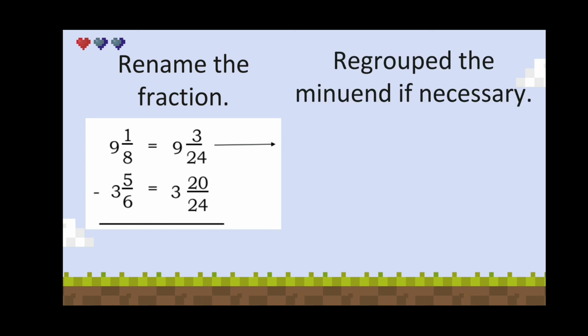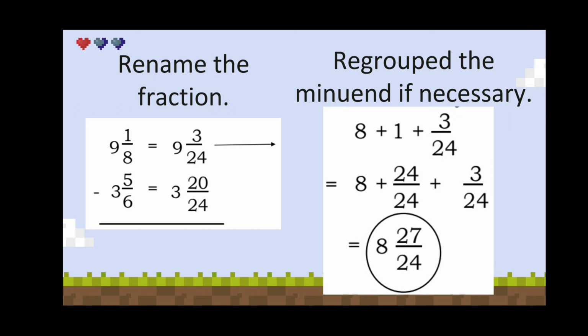Regroup the minuend if necessary. So, hindi pa kasi tayo pwedeng mag-subtract dahil kung mapapansin nyo, mas mataas ang numerator ng ating subtrahend, which is 20, than the numerator of the minuend, which is 3. So, kaya magkakaroon tayo ng regrouping. So, ito yung ginawa natin kanina sa ating review.